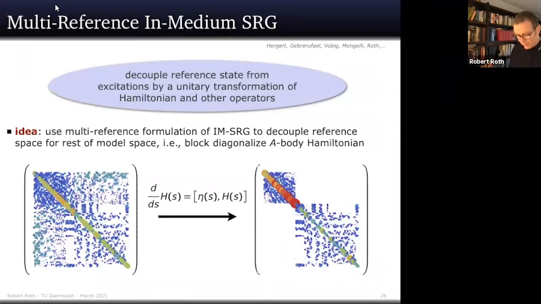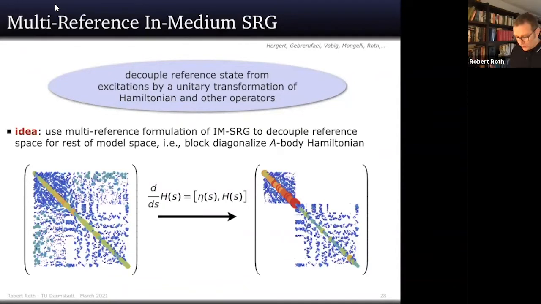So the Hamiltonian here is really the A-body Hamilton matrix, if you like. And the idea is to really, at the A-body level, implement this decoupling, and that amounts automatically to a solution of the eigenvalue problem for selected states.